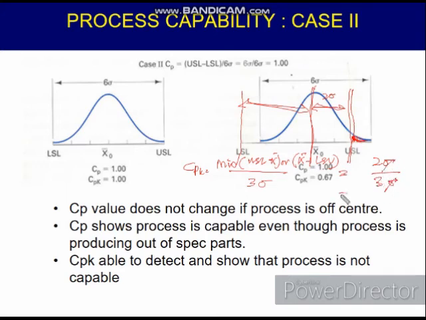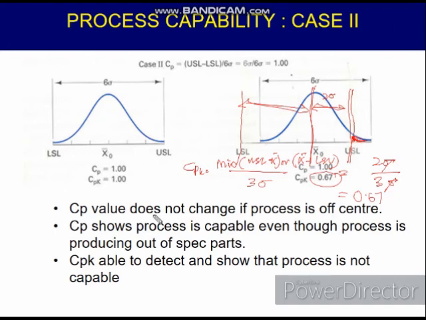And what you'll get is basically 0.67. So if you use CPK and the process is off center, it will tell you that the process is not capable. CPK is less than 1, so it's not capable. And this is the actual situation, because some of the parts will be produced beyond the spec limit.